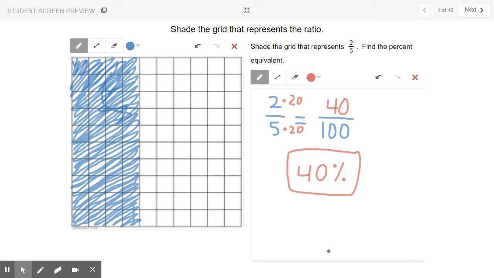This is the answer key to the February 4th DUNA/classwork for Accelerated 6. Shade the grid that represents the ratio 2/5, find the percent equivalent. So 2/5 percent means out of 100. I made it out of 100, multiply top and bottom terms both by 20. 40/100 is 40%, so I shaded 40%.